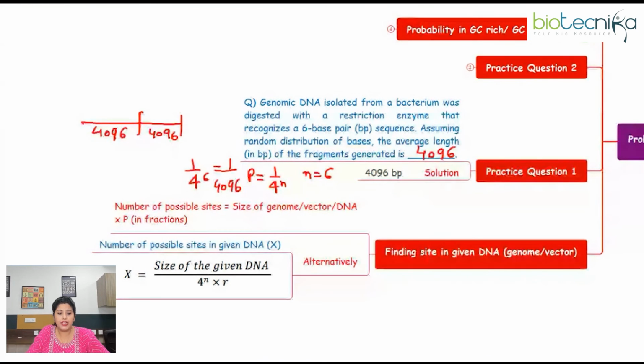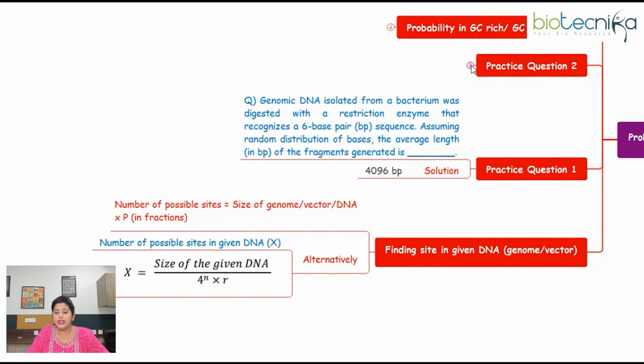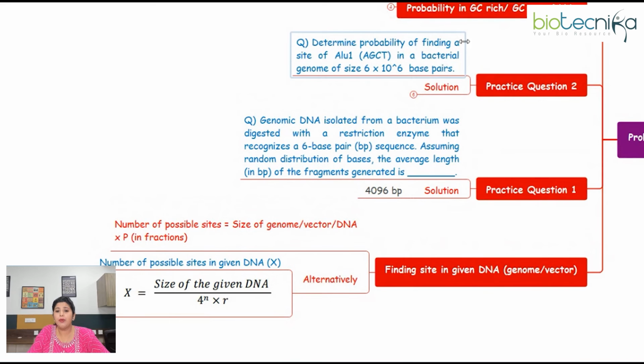Let's check another question. Here you can see another practice question. Determine the probability of finding a site of ALU1 restriction enzyme. You can see it is 4 base pair, right? In a bacterial genome of size 6 into 10 raised to power 6 base pair. So here you can see even the bacterial genome size is mentioned.